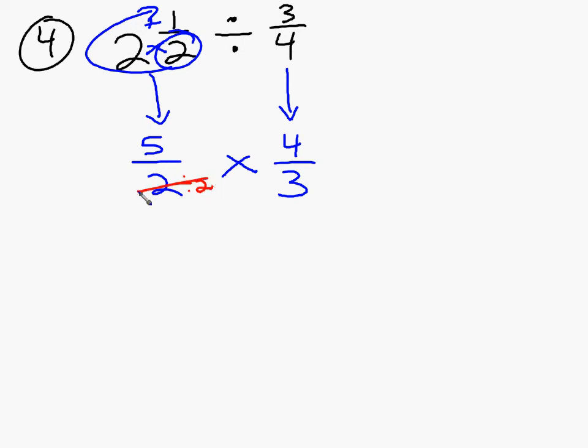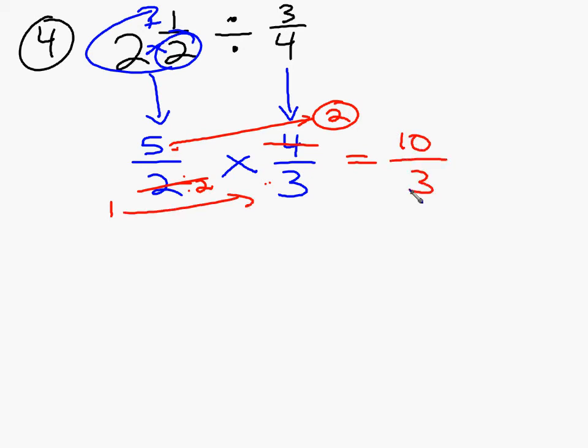2 divided by 2 is 1. 4 divided by 2 is 2. I can't do anything with the 5 and the 3. All right, so since I can't do anything with the 5 and the 3, I multiply across. 5 times 2 is 10. 1 times 3 is 3.